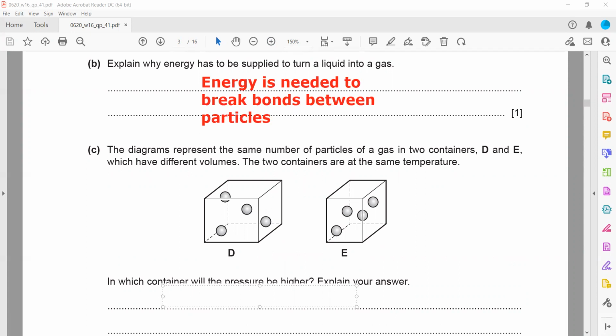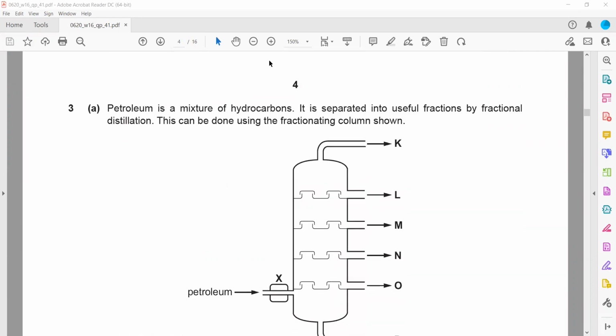This question is related to organic chemistry. Petroleum is a mixture of hydrocarbons. It is separated into useful fractions by fractional distillation. This can be done using a fractionating column as shown. What happened to petroleum at point X before it entered?